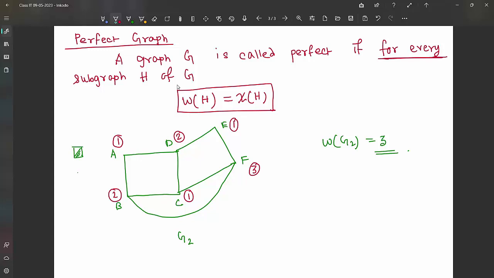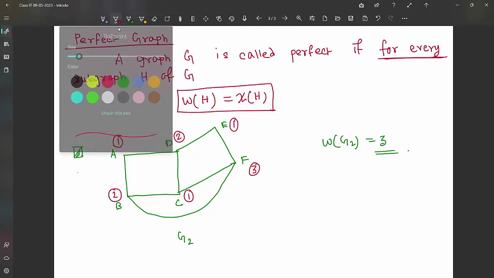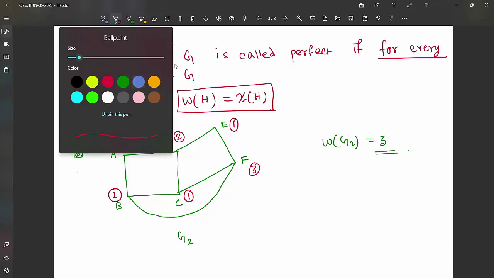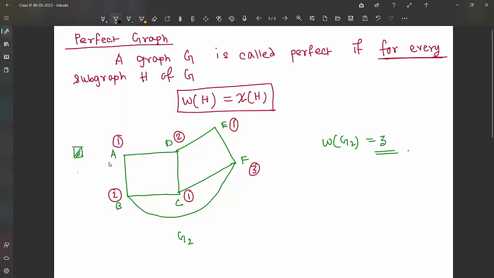Is this coloring clear? Yes, sir. Okay, now we just check: is there any other coloring available or not? Just check it. So again we start coloring B with 1. Start B with 1. After that you can give A as 2 and C as 2.